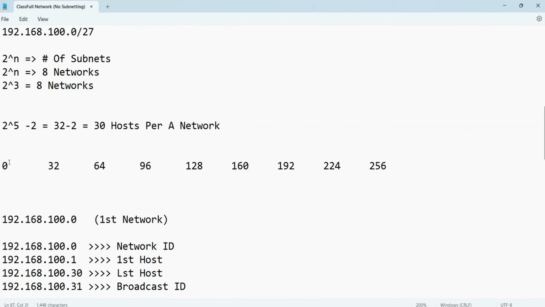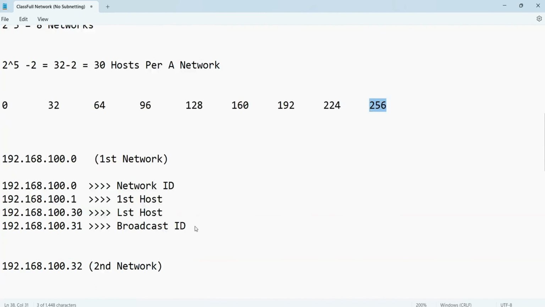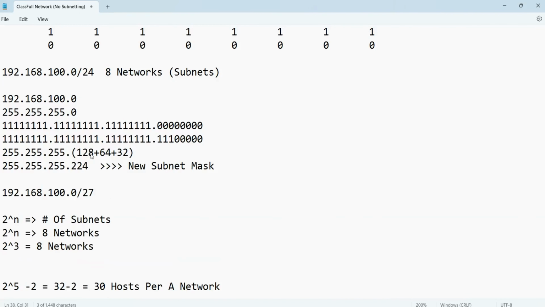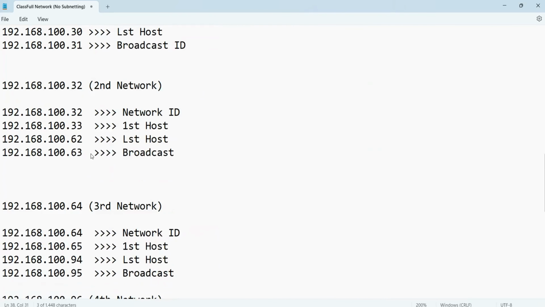As you see, remember, based on the value of the last bit that I borrow, that's my increment number. I keep on jumping by that number until I reach 256. All of these hosts, what subnet mask do they use? They use 255.255.255.224, which is a slash 27, right? That's what they do. So let me focus a little bit over here.